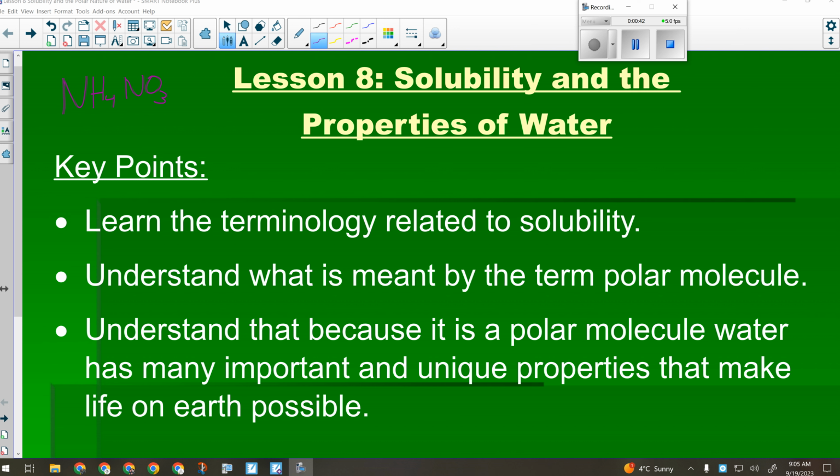And then we're going to talk about why water's weird, because it seems like in chemistry, if there's a rule, water's the exception to it. Water just does all these things that most other materials do not do. So we're going to look at why water behaves that way in terms of how it's structured. Those are the key points for today.